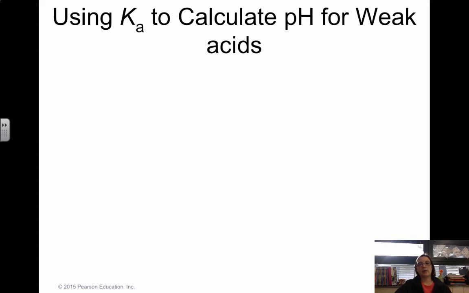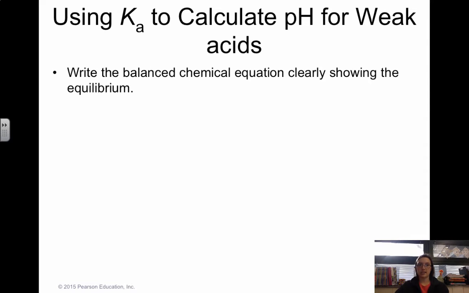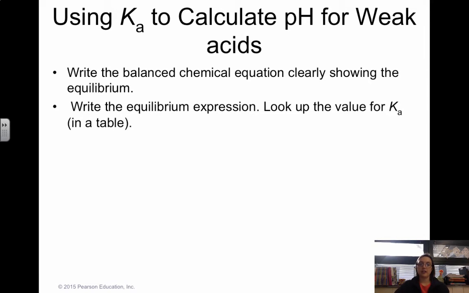So now we're going to go backwards, and we're going to use Ka, which is given in Appendix D, to calculate the pH for weak acids. So first you're going to start by writing the balanced chemical equation that clearly shows equilibrium. Then you're going to write the equilibrium expression. So you're going to write Ka equals, and you're going to do products over reactants. And you want to look up the value for Ka in Appendix D.